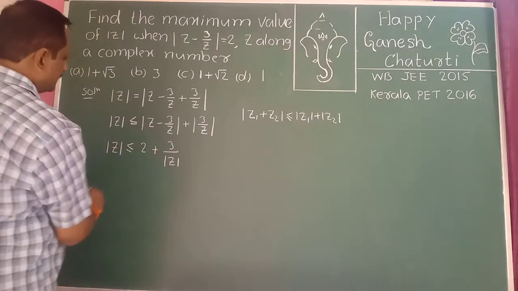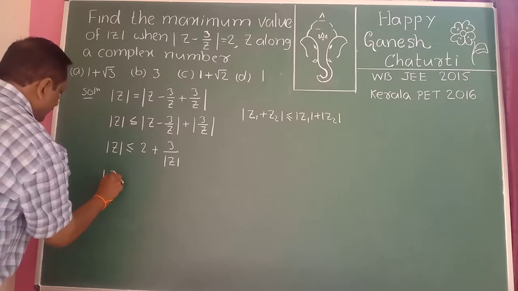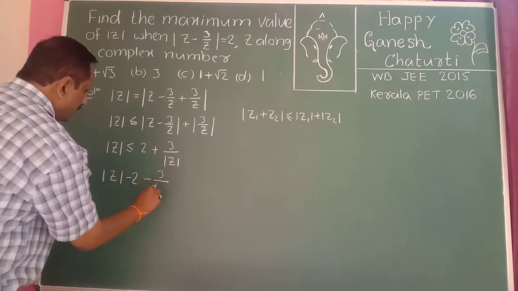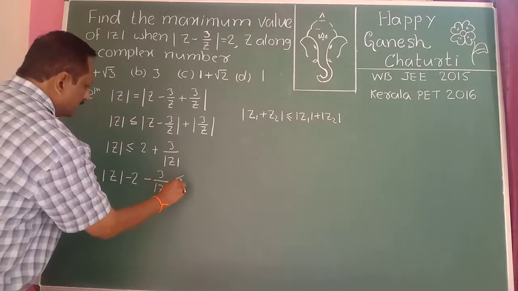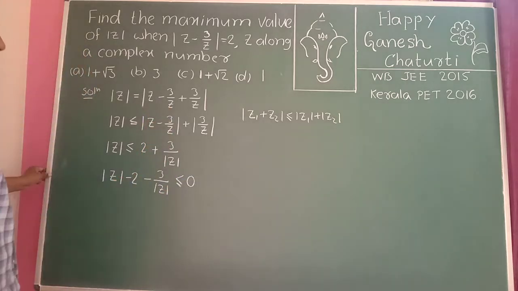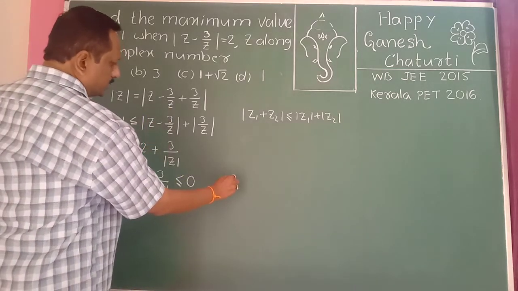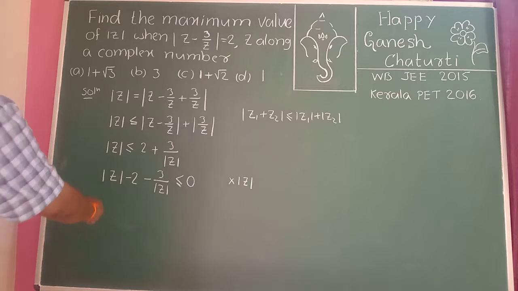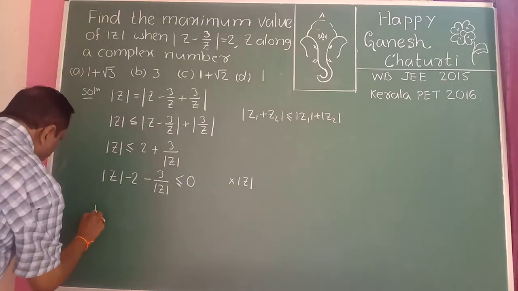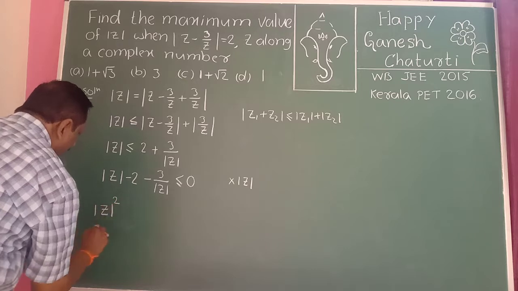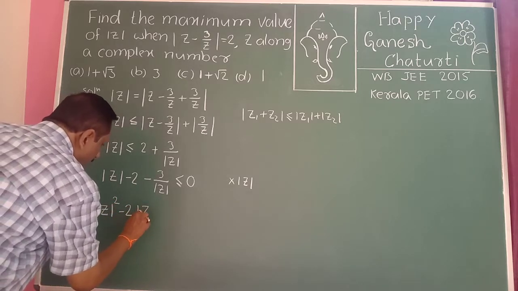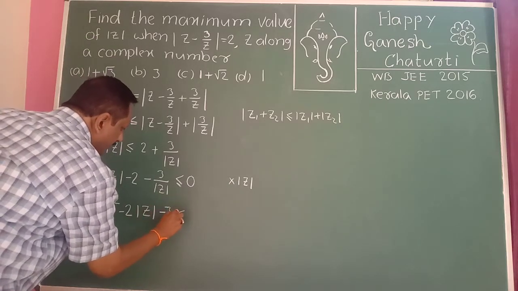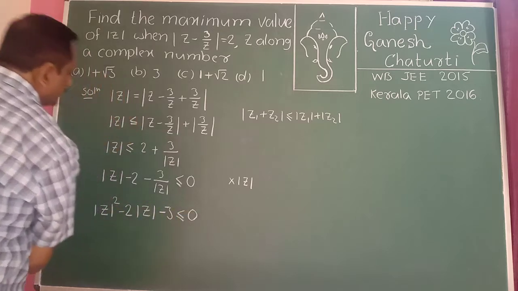Take both terms to the left side: modulus of z minus 2 minus 3 divided by modulus of z is less than or equal to 0. Then multiplying both sides by modulus of z, modulus of z into modulus of z becomes modulus of z whole square, minus 2 into modulus of z, and modulus z cancels, minus 3 is less than or equal to 0.